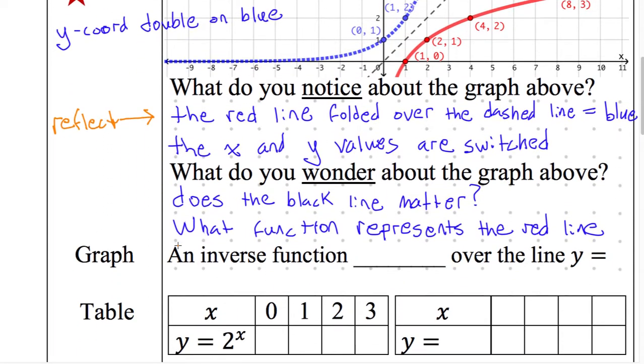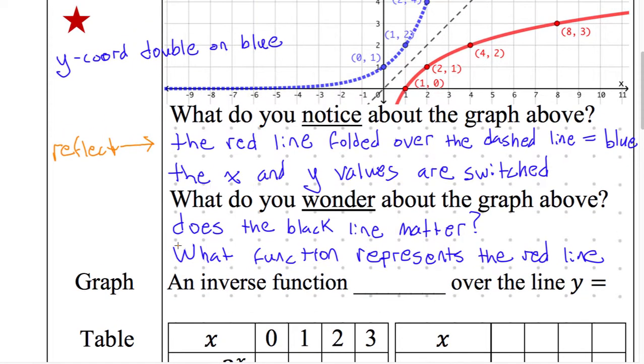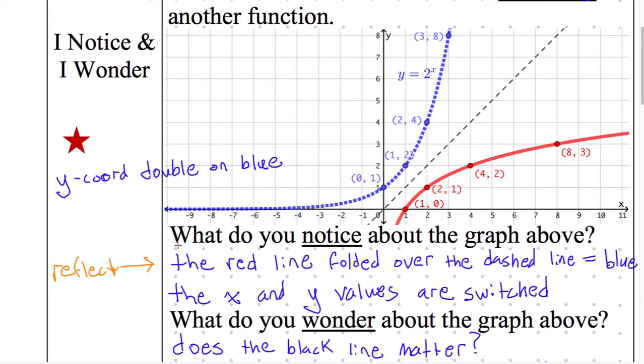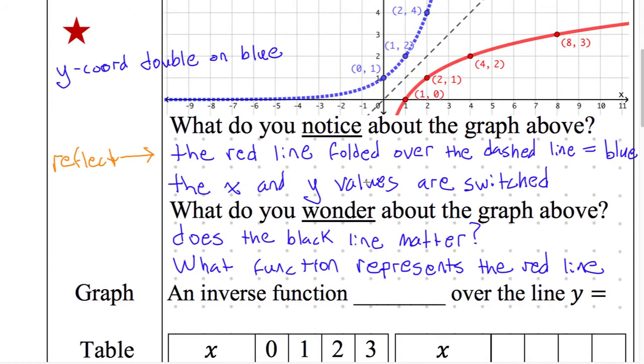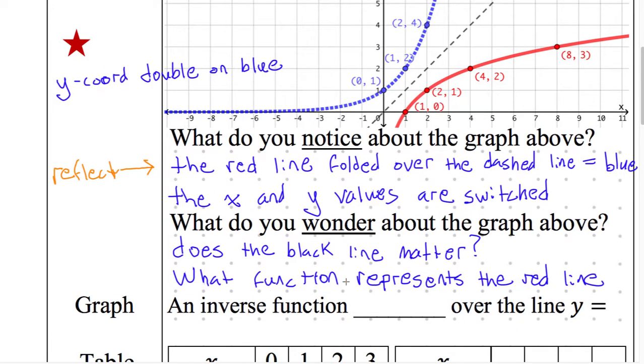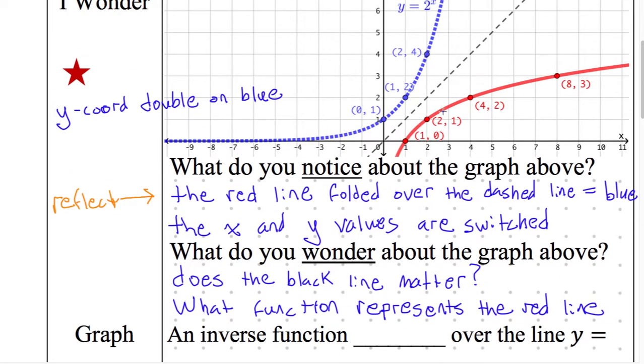All right, so that is kind of the main takeaway that I want you to see from this graph. From the blue to the red, all you're doing is this reflection. So I'm going to write this down here and give Andrea the XP. The big reveal here is that these blue and red lines are inverse functions of each other. Blue is the inverse of red. Red is the inverse of blue.